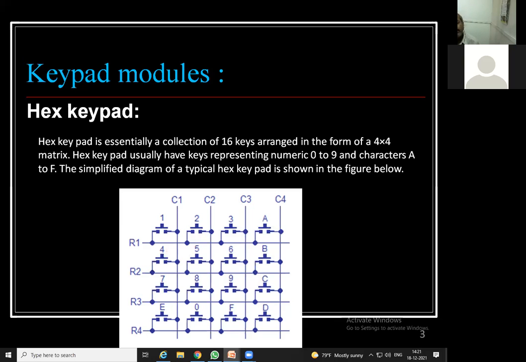Many modules are there, but from those we have taken this one, the 4 by 4, with 4 rows and 4 columns. They are interconnected as shown in this diagram, where row and column are connected with a switch. So when a switch is pressed, how will the 8051 come to know? That is the question, and that logic we are going to study today.